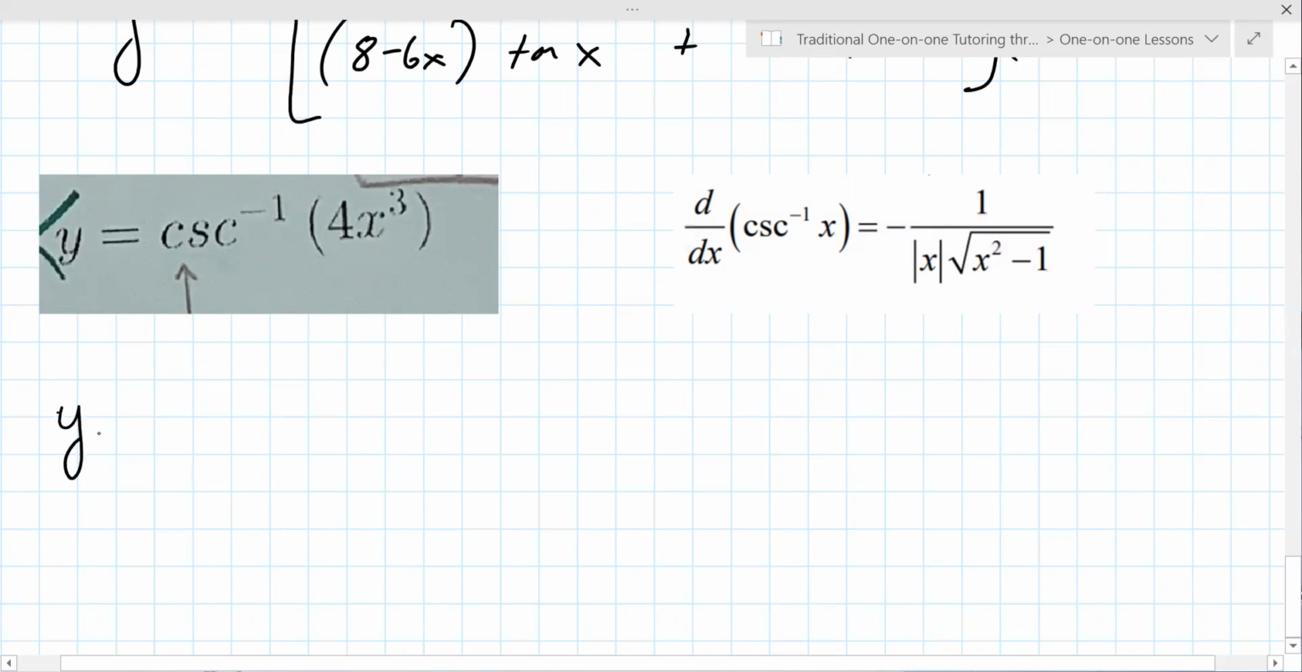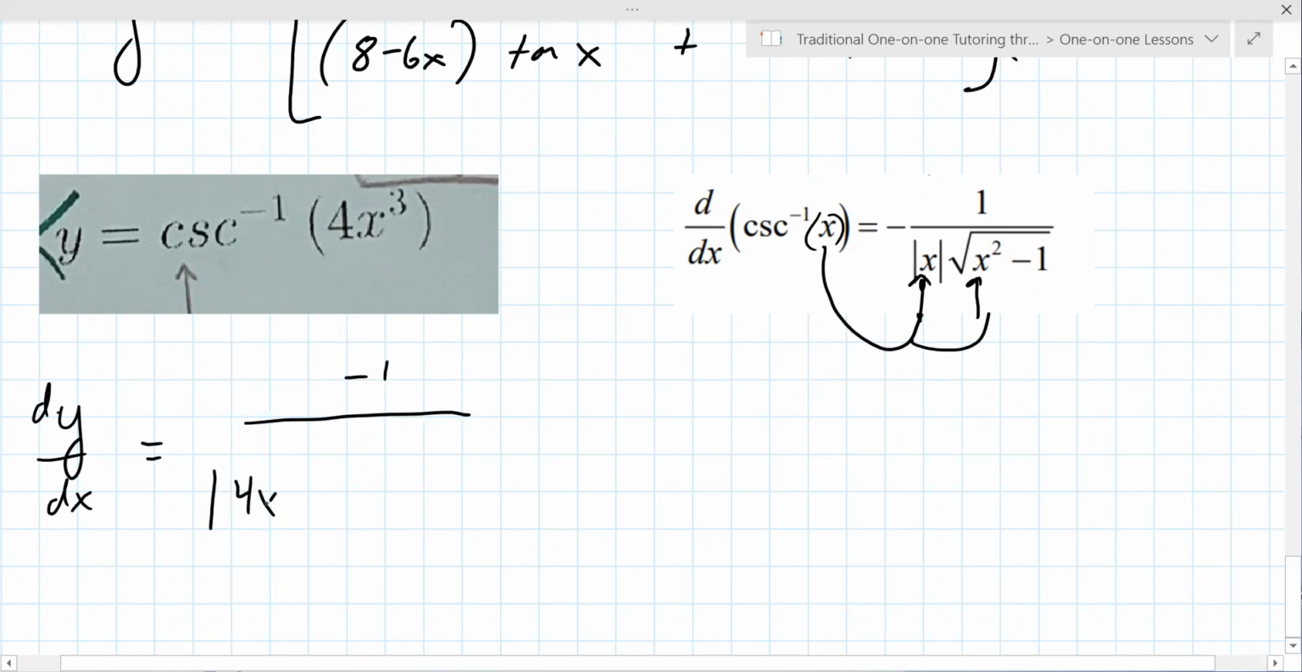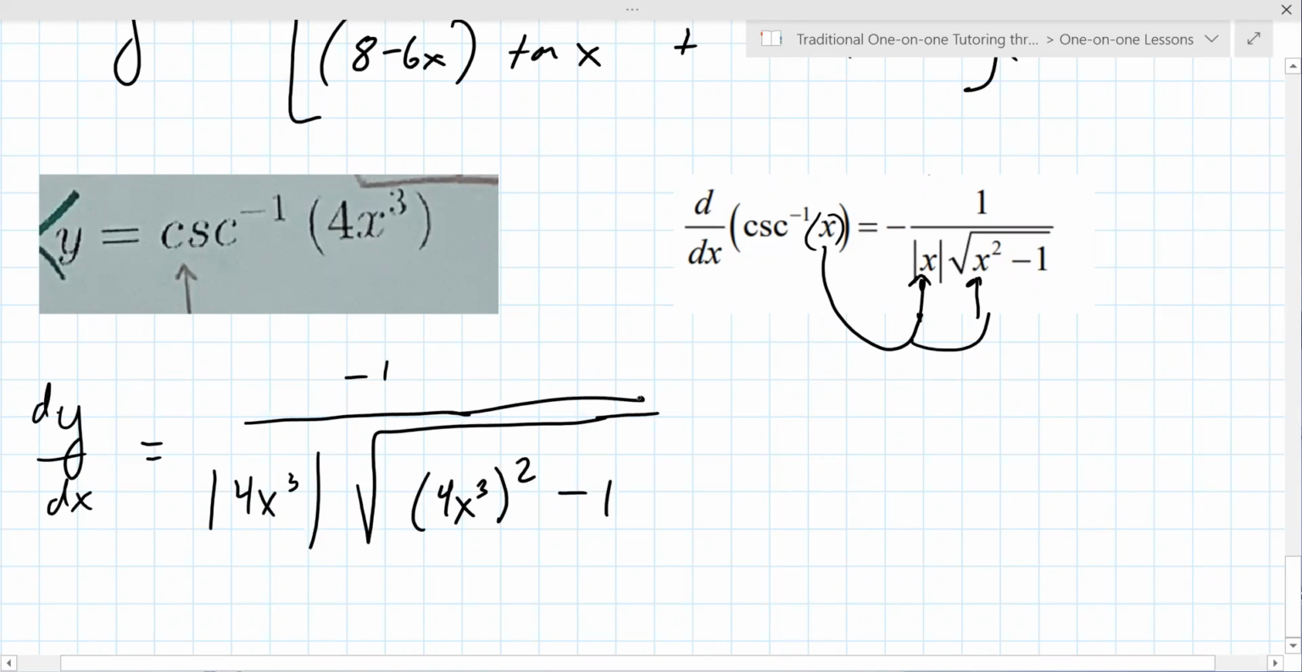But limiting returns. So again, this x right here and this x right here come from whatever you're taking the cosecant inverse of. So dy dx, or y prime, is -1 over the absolute value of 4x cubed times the square root of 4x cubed squared minus 1. And then you have chain rule, so you have to take the derivative of the inside function, which is 12x squared.